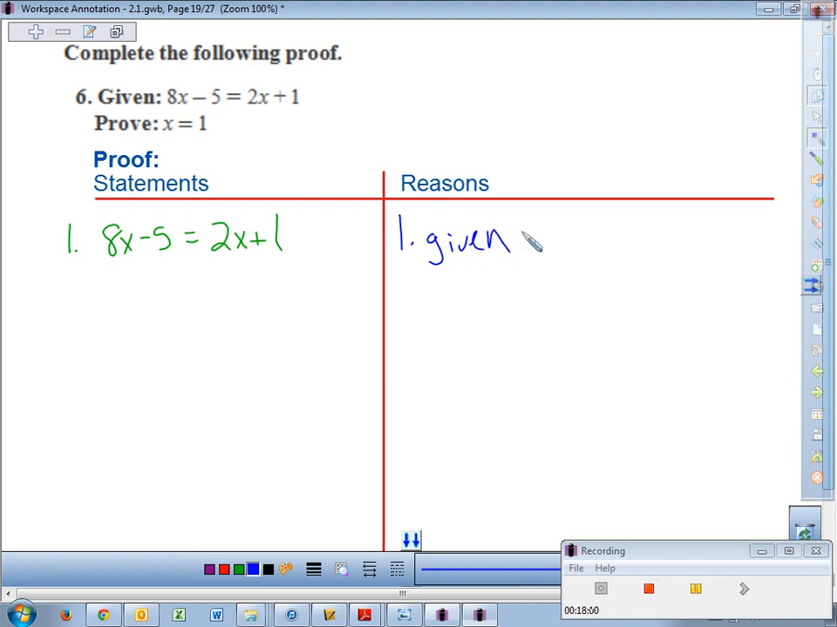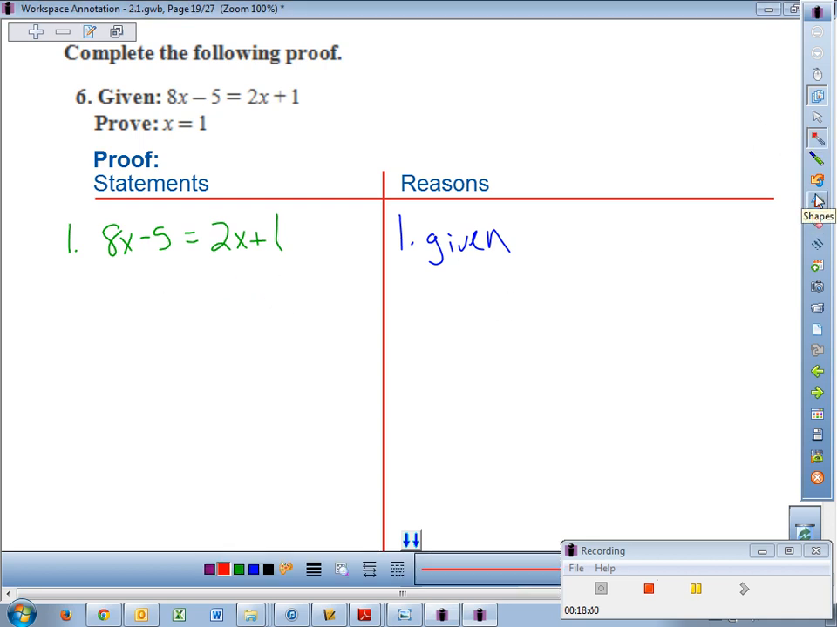Each one of these steps is worth a point. Cool. They want us to prove that x equals 1. Aren't they basically saying, please get x all by itself? There's many ways we could do it. Couldn't we add 5 to both sides, or subtract 1 from both sides, or subtract 8x, or subtract 2x? I could care less which way you do it, but I'll tell you which way I always do it.